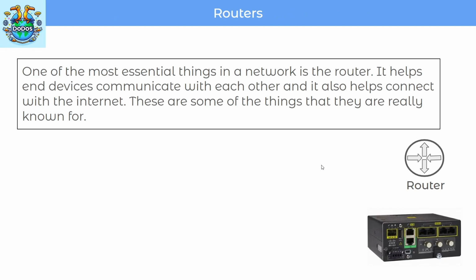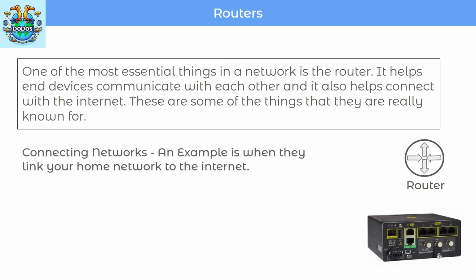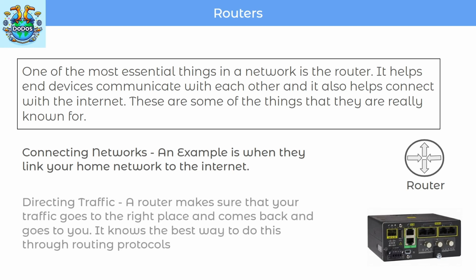So let's start off with routers. It's one of the most essential things in a network, and that is the router. It helps end devices communicate with each other, and it helps connect you to the internet. They're known for connecting networks. An example is when they link your home network to the internet, and they're meant for directing traffic. Basically a router makes sure that your traffic goes to the right place and comes back to you. It knows the best way to do this through routing protocols, which we'll cover later.